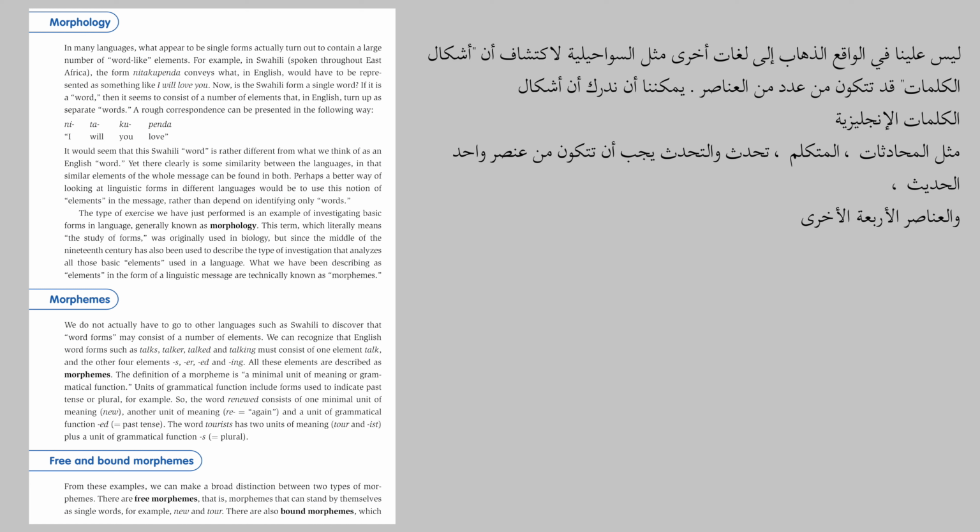Morphemes: minimal unit of meaning or grammatical function. Units of grammatical function include forms used to indicate past tense or plural, for example. So the word renewed consists of one minimal unit of meaning, which is new, another unit of meaning, re, which means again, and a unit of grammatical function, which is ed, past tense.